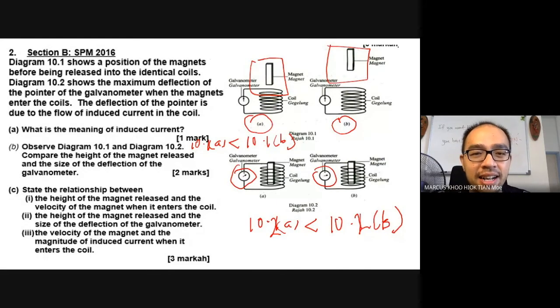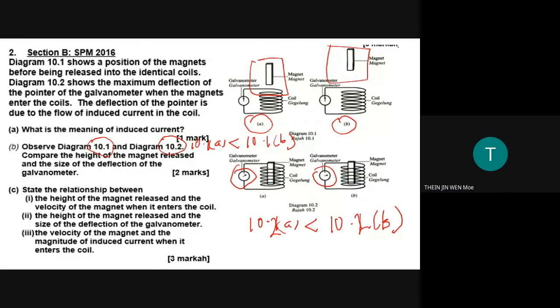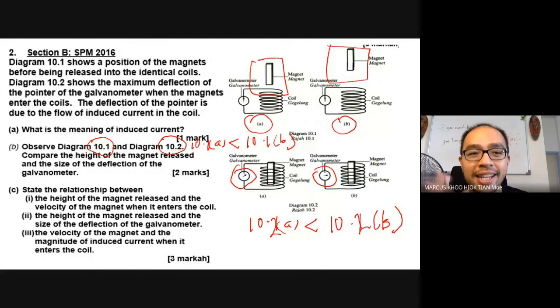I think this is a very common mistake also, because you only see 10.1, 10.2, right? But you forget that actually 10.1 is talking about the difference in the height and 10.2 is talking about the difference in the deflection of the galvanometer. Okay, I get it. I think you have the idea. The idea is there, but maybe you just forgot that there's an A and B involved.